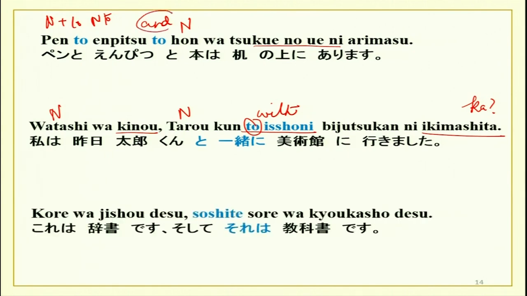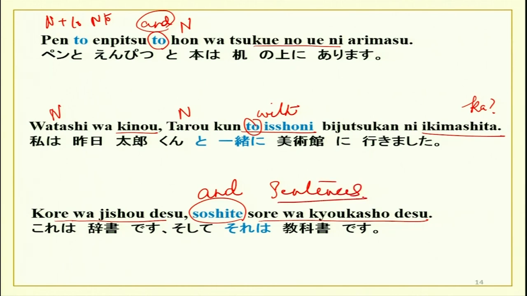Now, this is "and", as you know, this joins nouns. What joins sentences? Soshite. Soshite is also "and", but it joins two sentences. Soshite does not join nouns. And also another thing with soshite is that the thought has to be the same. Kore wa jisho desu. Soshite watashi wa milk o nomimasu. Cannot be done. The thought has to continue. Kore wa jisho desu. Soshite sore wa kyokasho desu. Kore wa budo desu. Soshite sore wa mikan desu or ringo desu.